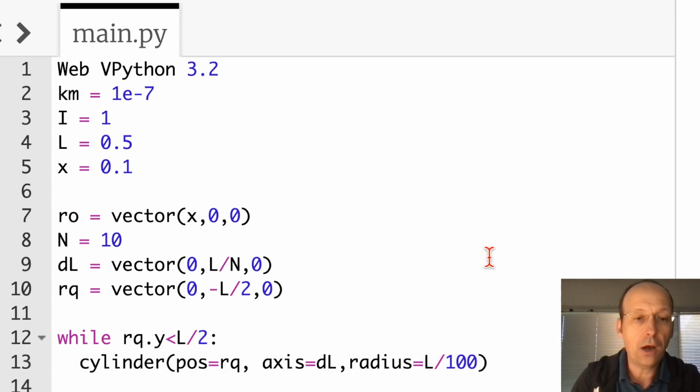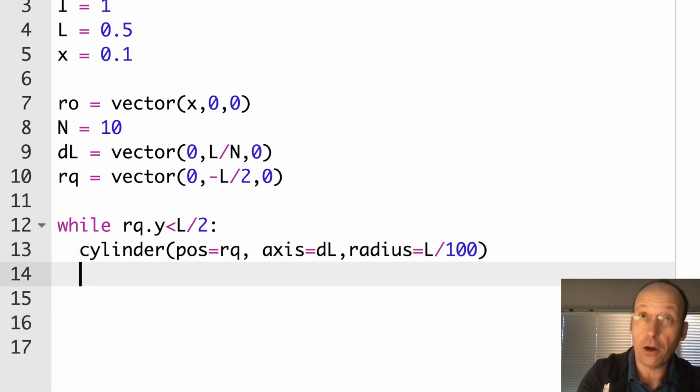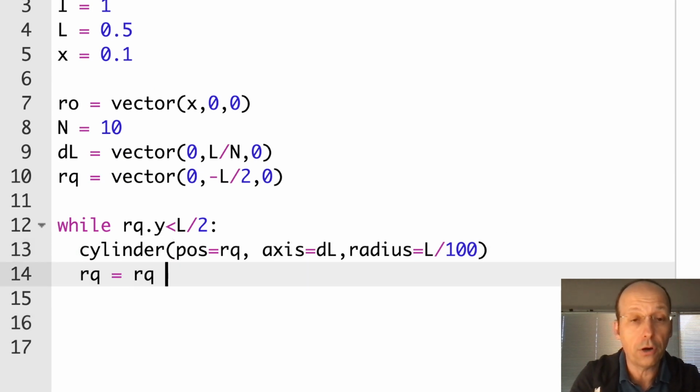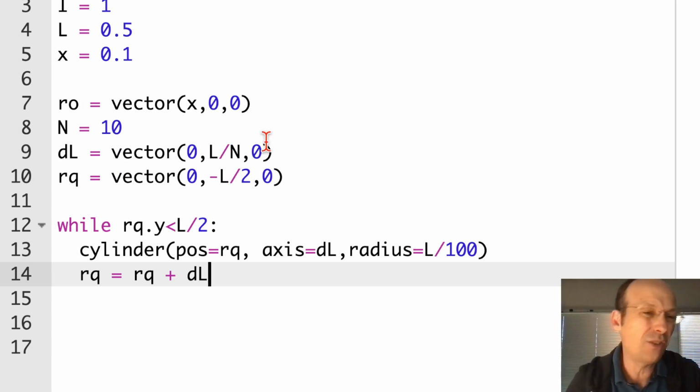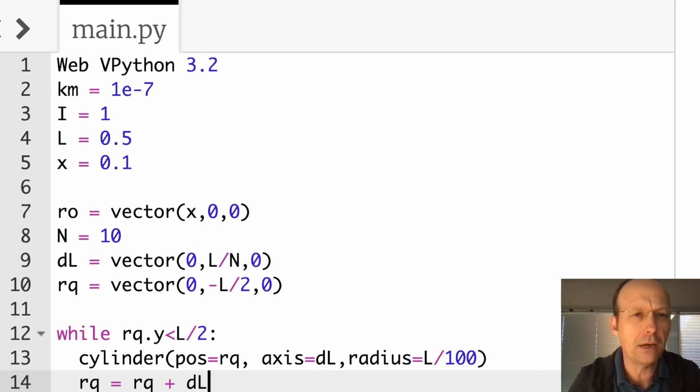Okay. Now let's move my value, my RQ. RQ equals RQ plus DL, and that should move it up, right? And I should get 10 cylinders that you won't really be able to see, but it should be there. Let's see if it works. Worked. Okay, there it goes. There's my wire in 3D. We can rotate it around.